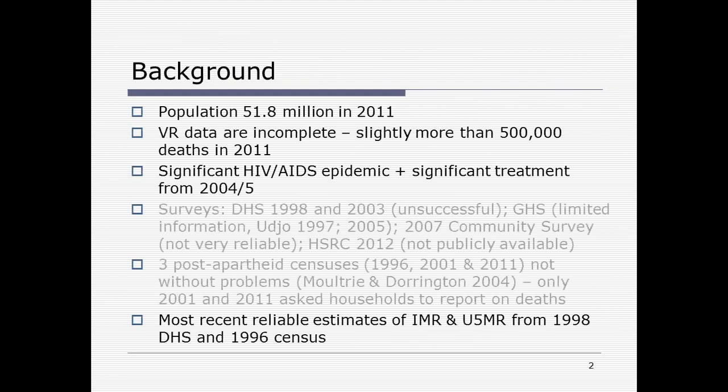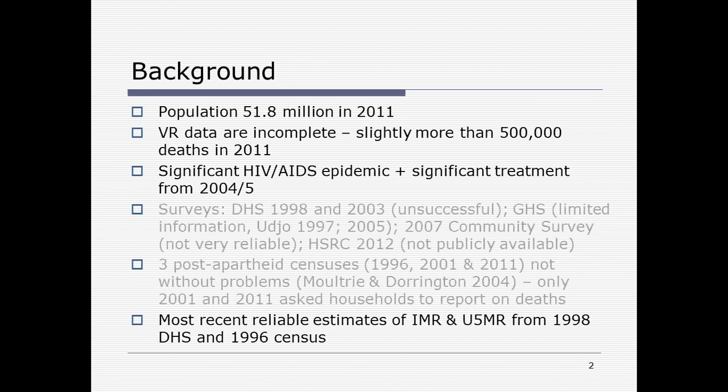So South Africa has a population of now about 55 million, 52 million at the census, and in 2011 there were about 500,000 deaths, but that's come down from a peak. We still have a significant HIV/AIDS epidemic, but in recent years we've had significant interventions, particularly into retroviral treatment. And I've mentioned the other background already.